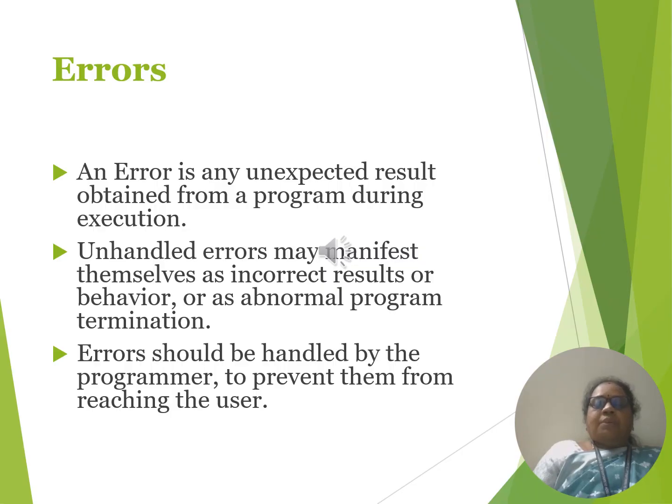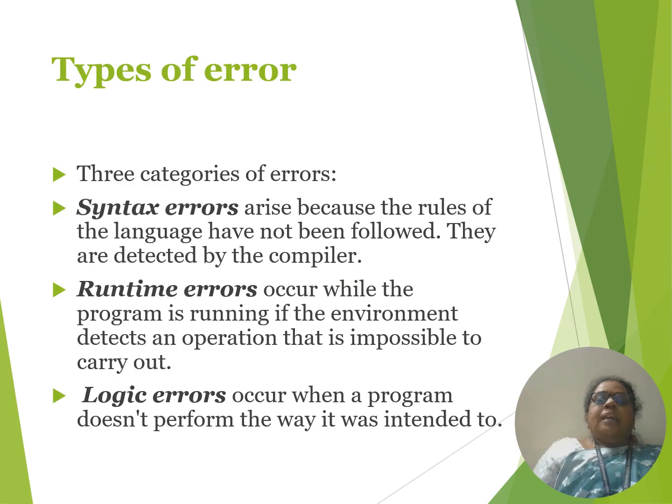When we are programming, before going to the user usage, we have to identify some errors and handle them in our program. So an error is an unexpected result. We are coding for a certain task. When we get results which are not what we expect, this is called an error. There are three types of errors: syntax errors, runtime errors, and logical errors.